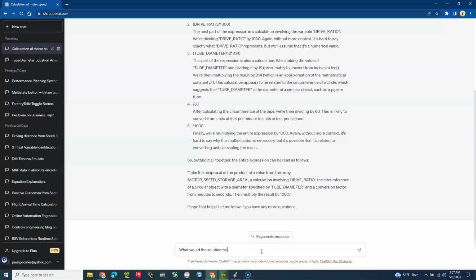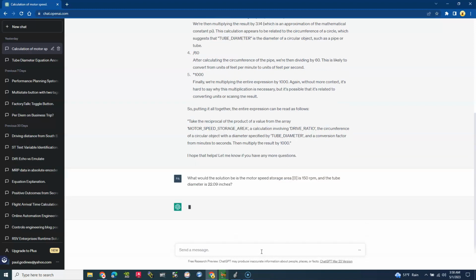What would the solution be if, and we're going to put a little more context here, if the motor speed storage area bracket 0 bracket is 150, in this case RPM, and the tube diameter is 22.009? Let's add that in there. Inches.